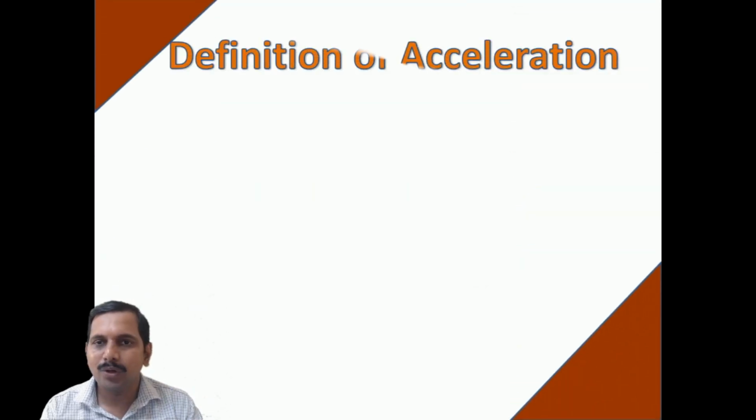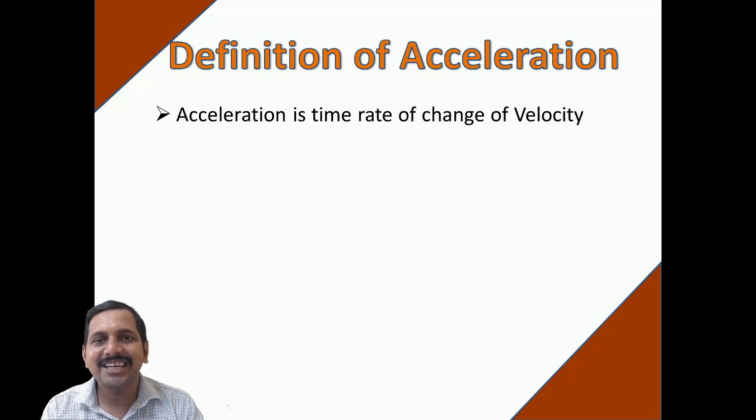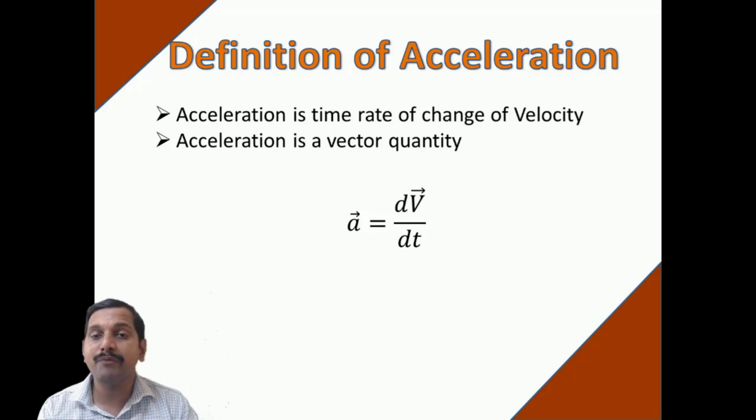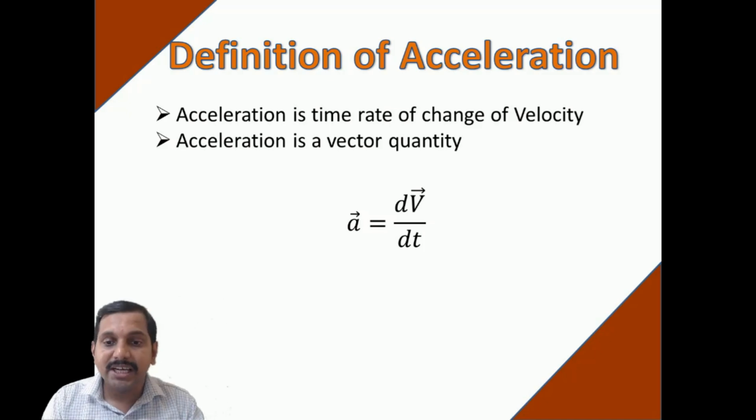First of all, what is the definition of acceleration? Acceleration is the time rate of change of velocity, and acceleration is a vector quantity. A is given as dv by dt, where v is the velocity. Just like last time, we said about differentiation. Differentiation means slope, right? So here also, this is the slope of the velocity versus time graph.